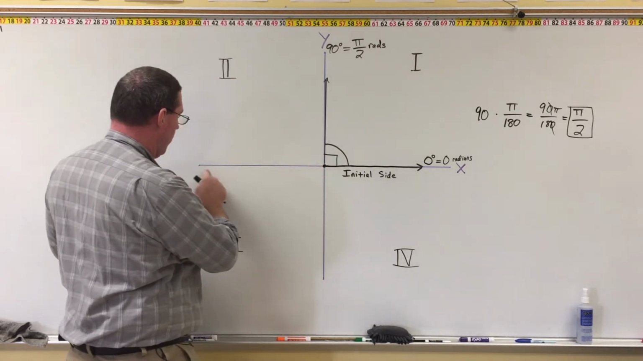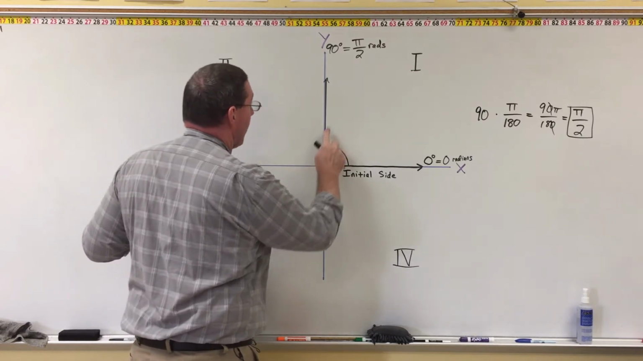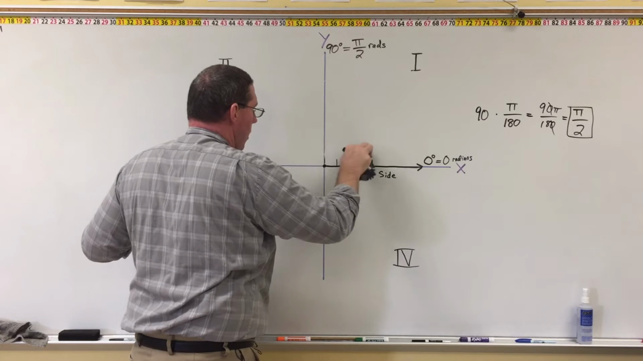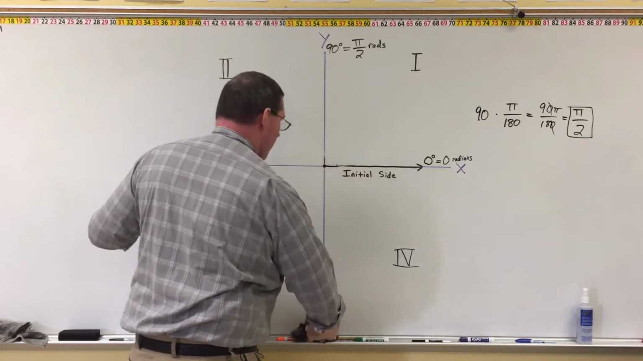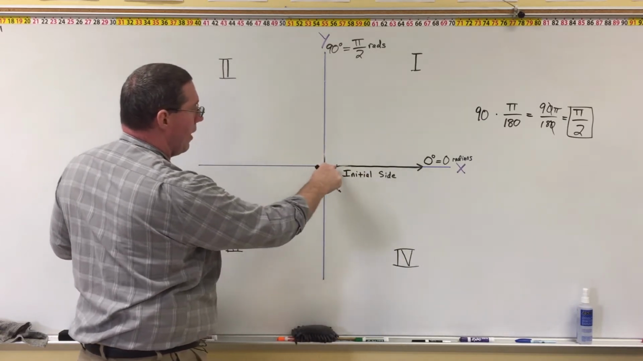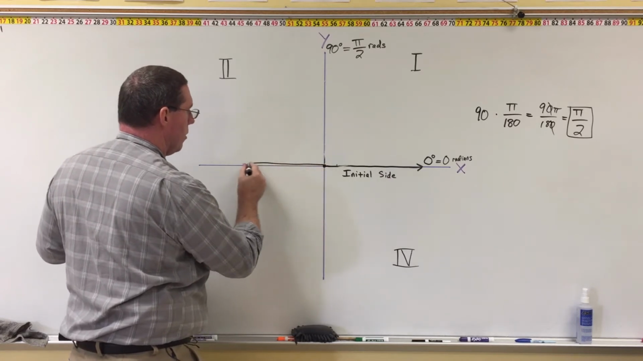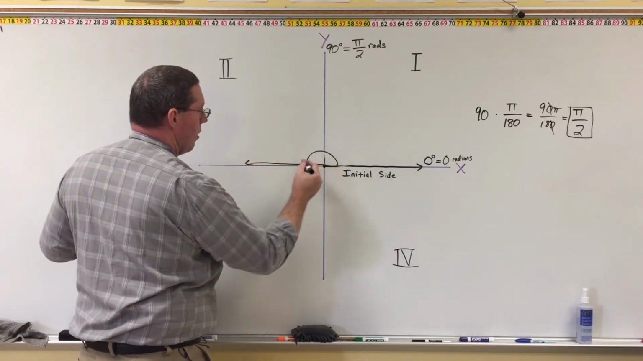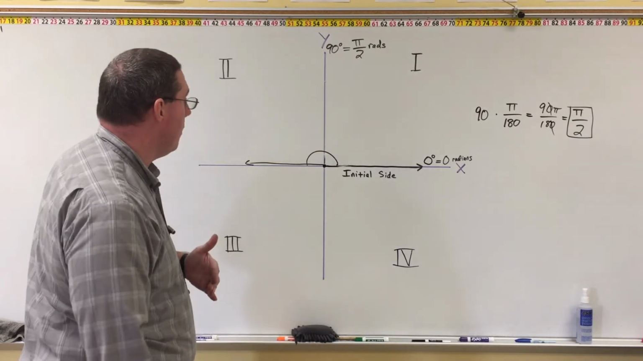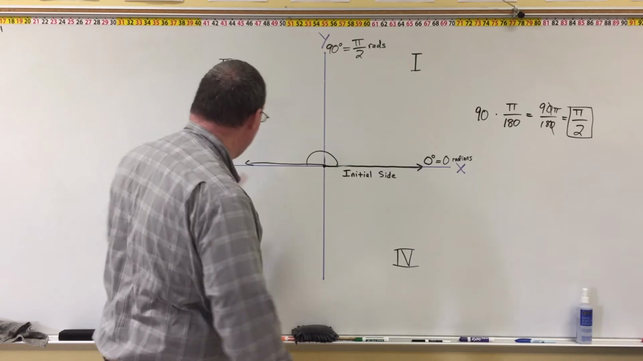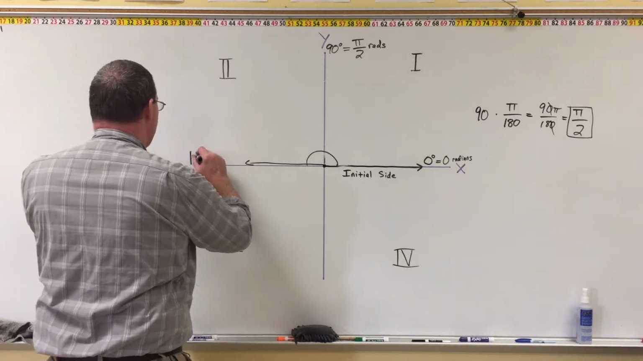Okay? All right, so now let's keep going. We're going to go now to the negative side of the x-axis. So let's say that the terminal side opens up from here all the way over to here, and it creates a straight line. That's a straight line, and a straight line is 180 degrees, right? So this over here is going to be 180 degrees.